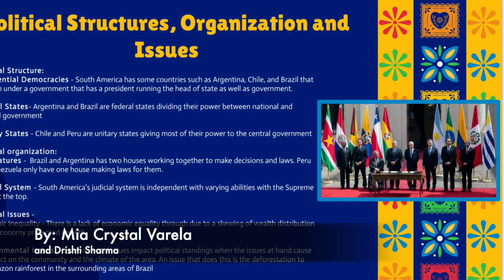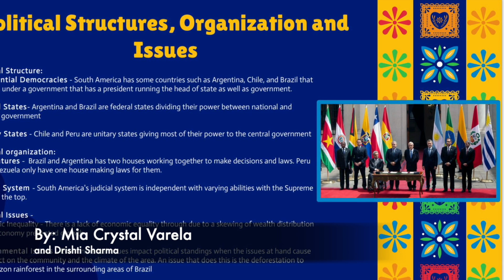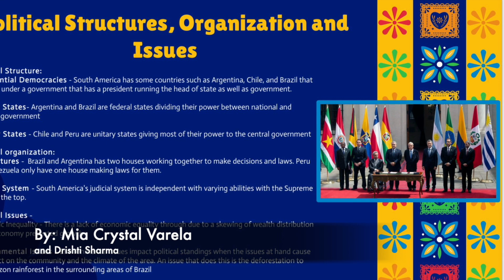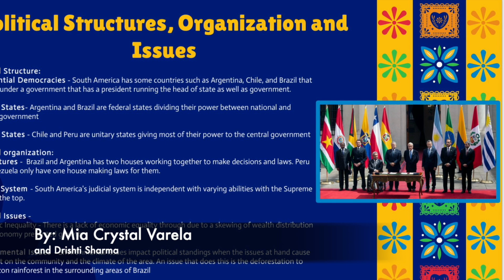Political organizations, you have legislatures and judicial systems. The judicial systems are based on independence, where the Supreme Court is at the top, while the legislatures have 2 houses making decisions in Brazil and Argentina. However, in Peru and Venezuela, you have 1 house making laws.